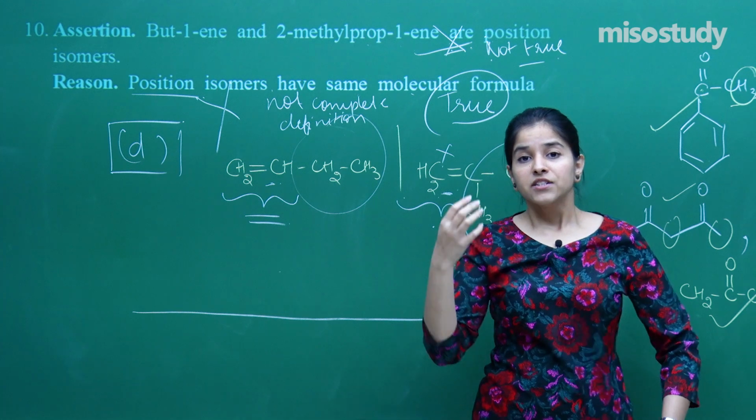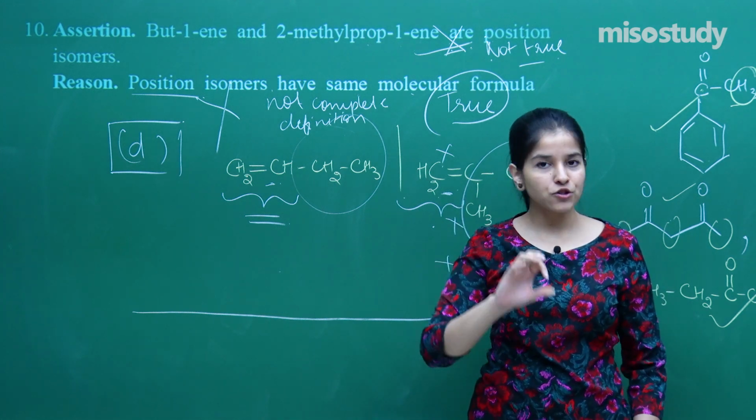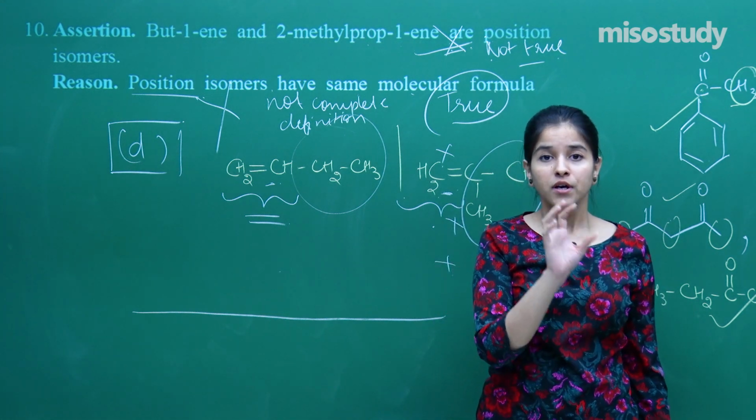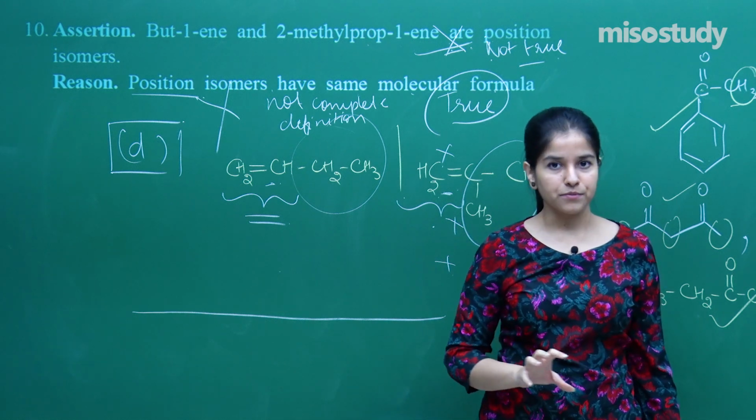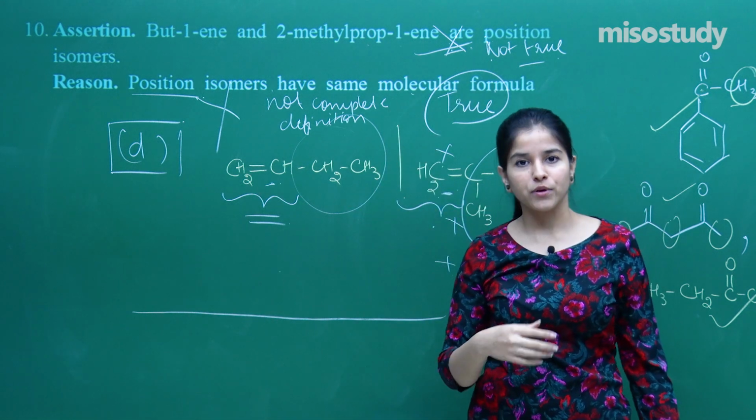So that is all in the case of isomerism. That was the JEE Advanced pattern exercise. You need to practice most importantly the tautomerism part and just go through all the questions once again.